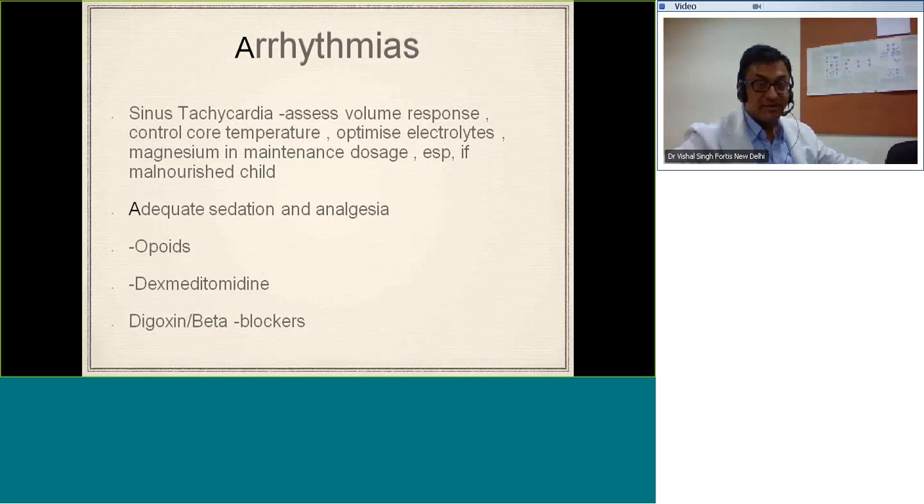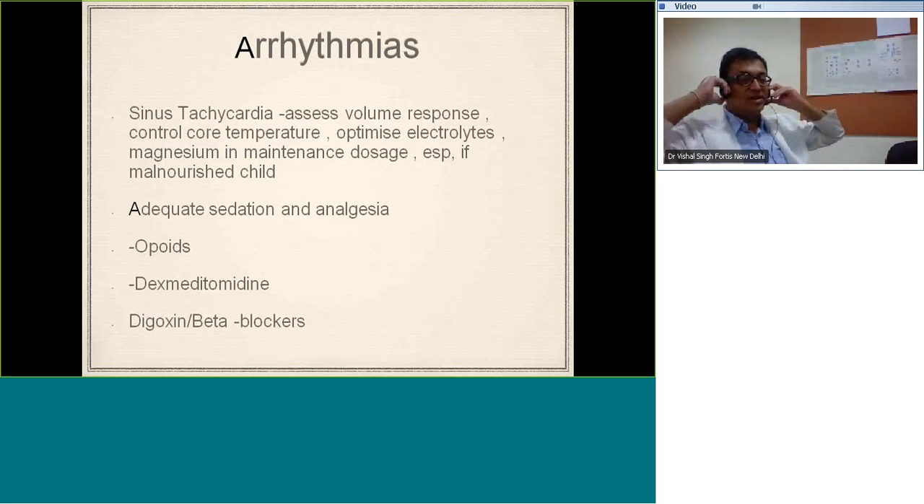Optimize electrolytes. Make sure that you're giving magnesium in the maintenance dosage, especially if it's a malnourished child. Now, don't wait for a serum magnesium level to come in. It will take 4 hours. You can always start maintenance magnesium, which is 0.1 ml per kg of a 50% solution, given 12th hourly. And obviously, you can always later on see your magnesium levels and see how things go.